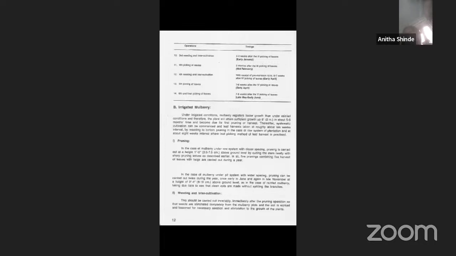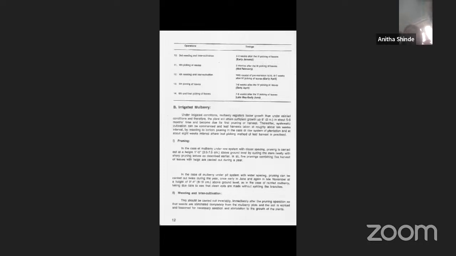Under irrigated mulberry, you have to provide water when there are no rains. Under irrigated conditions, the mulberry will register faster growth than under rain-fed conditions. Therefore, the plant will attain sufficient growth in about 5 to 6 months and become due for the first pruning or harvest. Systematic cultivation can then be commenced and the leaf harvest can be taken at roughly 10-week intervals. They say that compared to rain-fed mulberry, irrigated mulberry will give more yield.